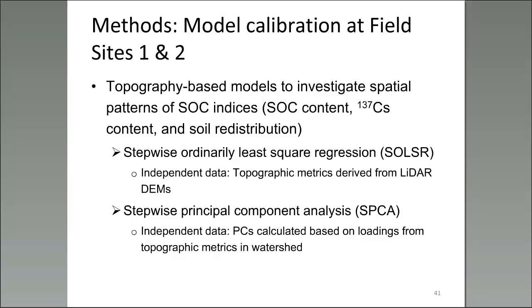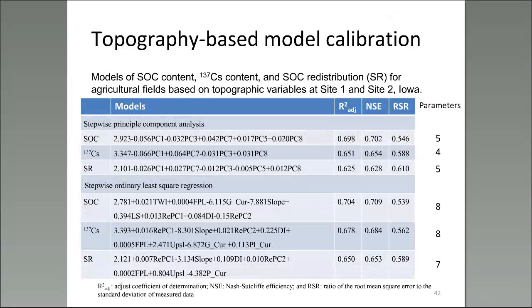We used 2 approaches. One is the typical stepwise ordinary least squares regression, where we use the independent or the raw topographic parameters in our model. In the other, we use stepwise principal component analysis, where we use the principal components that were developed from the watershed to model the distributions in the field, at the field scale.